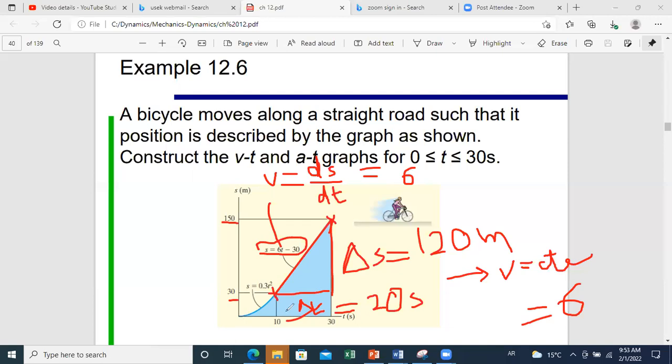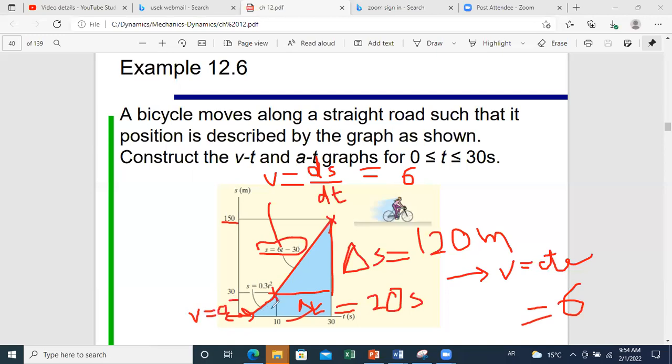Now, for this part here, it's not simple to do the graphical method. I should take several points. So here, for example, I can draw the tangent line at t equals 0. It's clear that my tangent line is horizontal. It has a 0 slope. So I can say that the velocity at t equals 0 is 0.